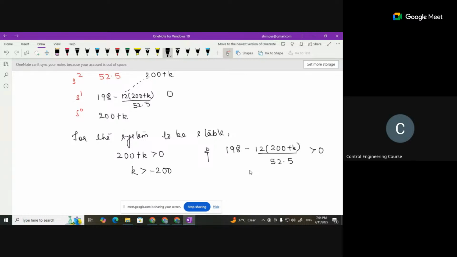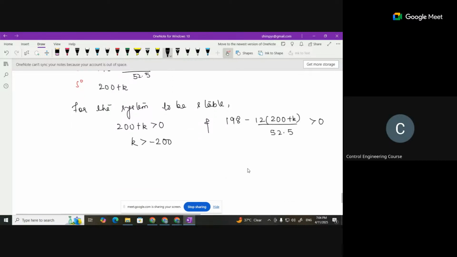How much are you getting? 666.25, correct. K is less than 666.25, right? Yes. I get 0.25 as well. Okay, fine.